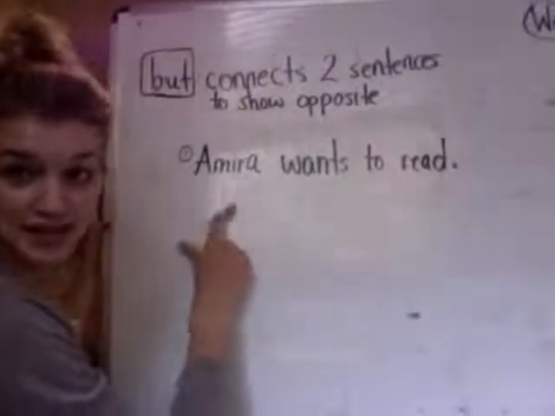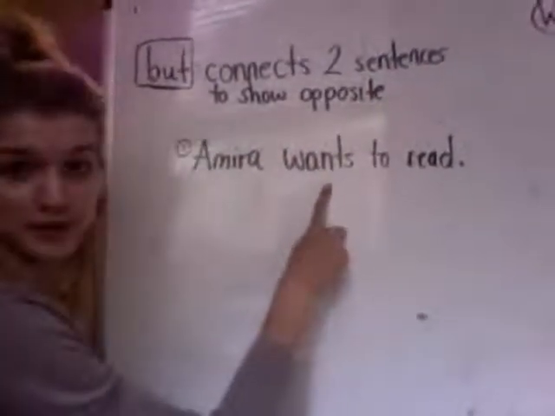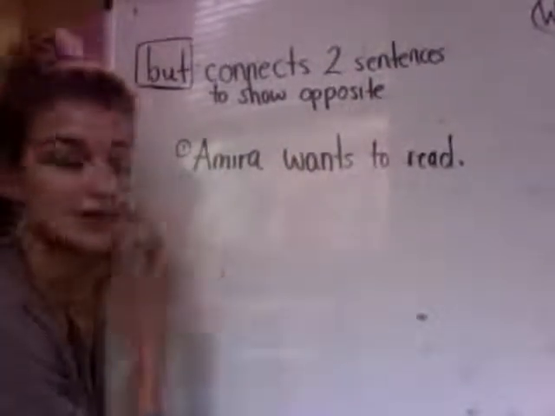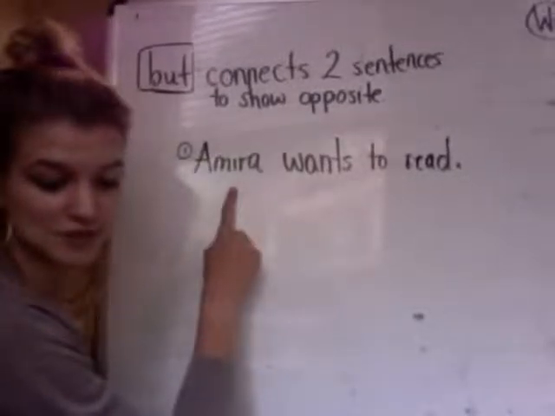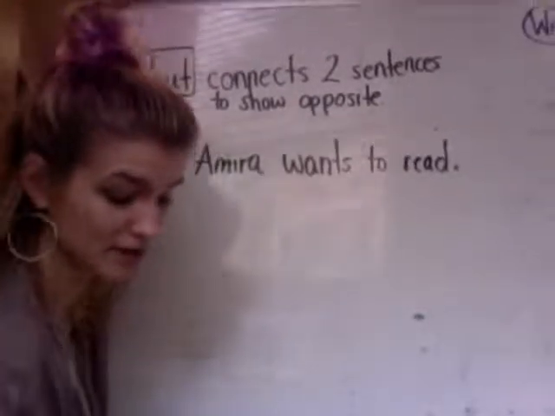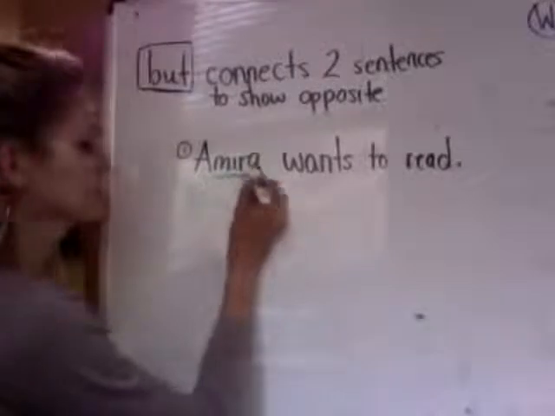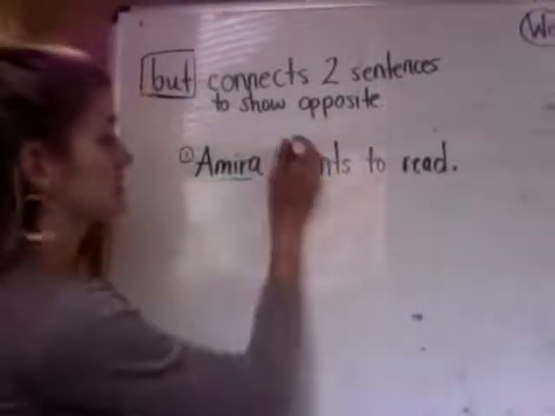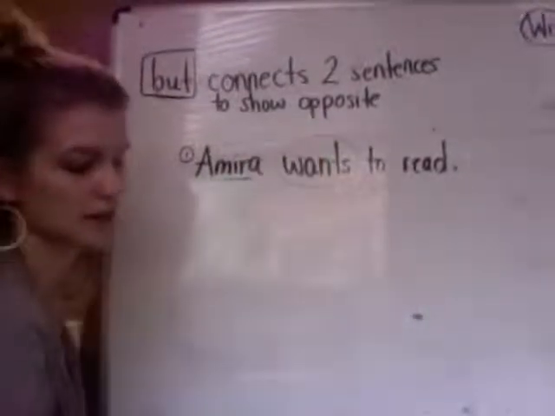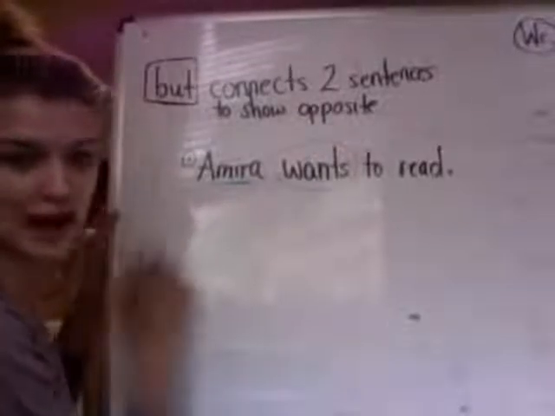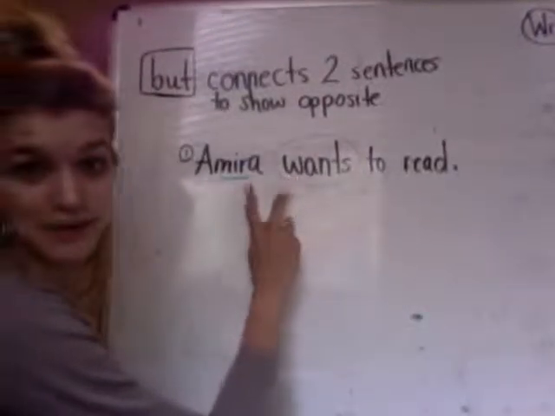I've got a subject and I've got a verb, so it's a sentence. Amira is my subject. It's all, who is it about? Amira. And what does she want? Or what is she doing? She wants. Sentence 1. You don't have to do that, but that's a reminder about subject verb.